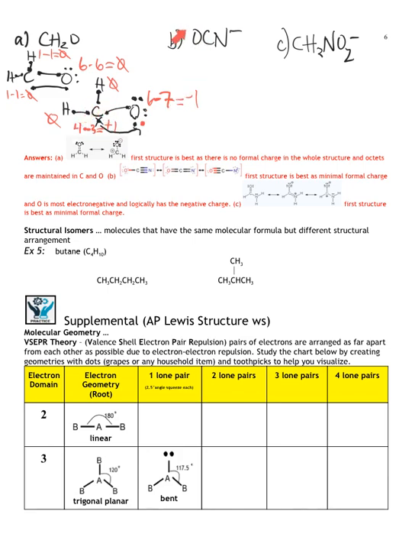So go ahead and work through these other two examples, draw all the possible Lewis structures, and then give rationale as to why one structure is better than the other.